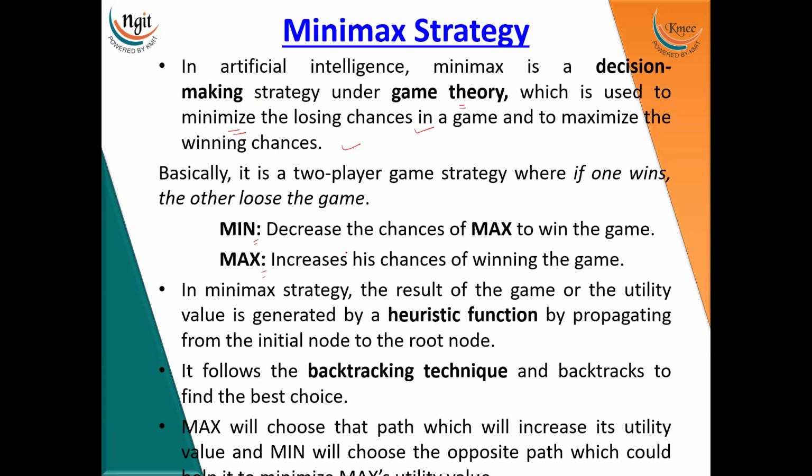In this min-max strategy, the result of the game or the utility value is generated by a heuristic function from the initial node to the root node. And one more important point regarding this min-max strategy is that it follows the backtracking technique, that is, it backtracks to find the best choice. In the next session, we are going to discuss this min-max strategy or min-max algorithm with one example.